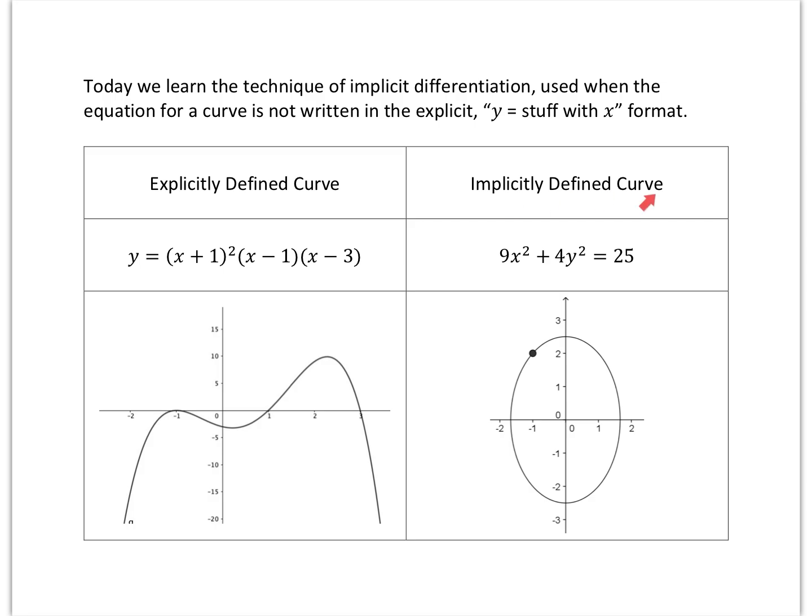An implicitly defined curve does not fit this format, y equals stuff with x's. The x's and y's are all jumbled up on both sides of the equation. This is 9x squared plus 4y squared equals 25, and its graph is that of an ellipse.